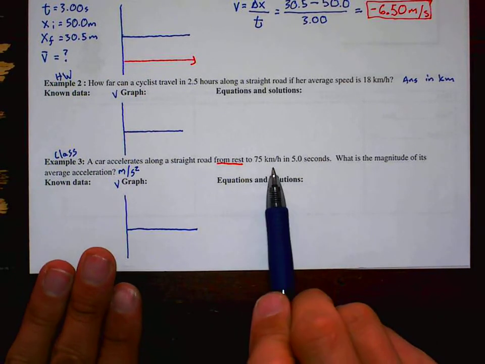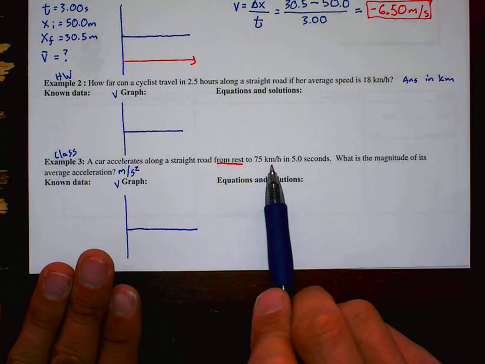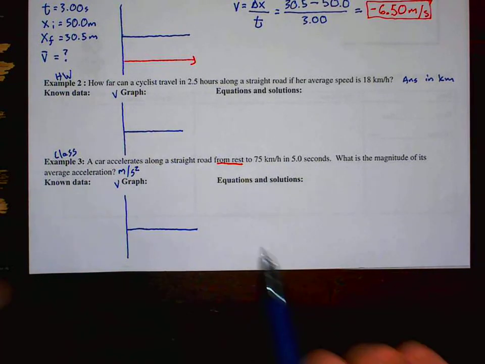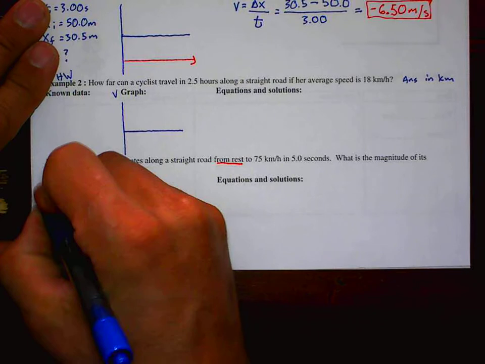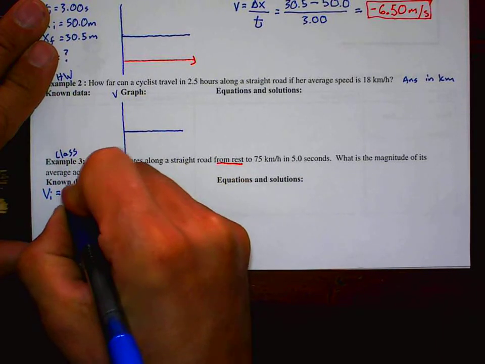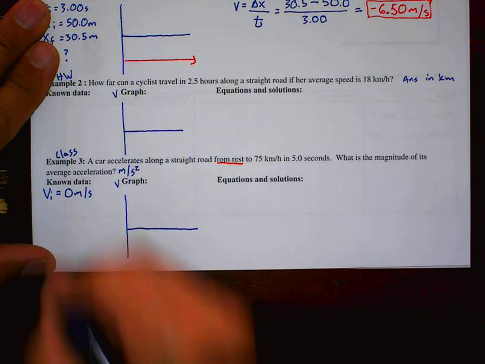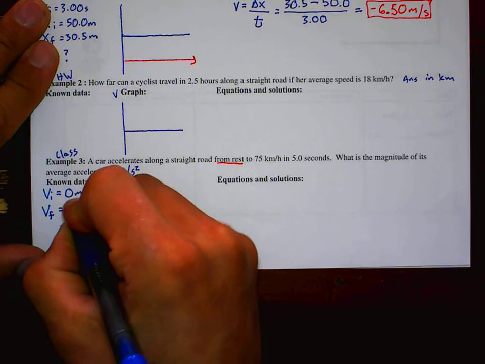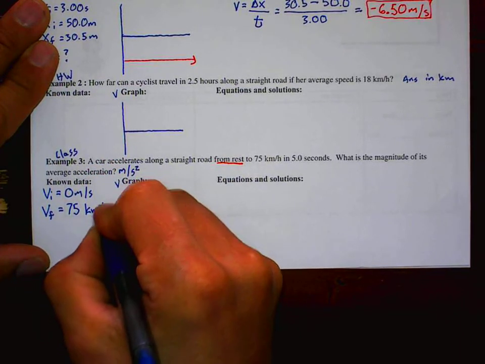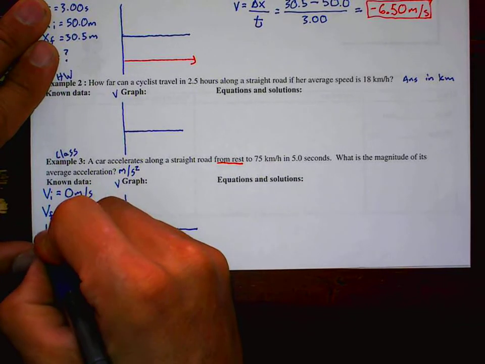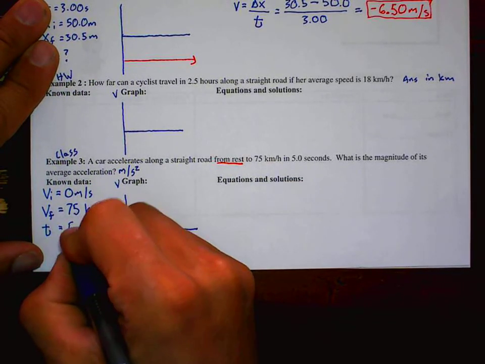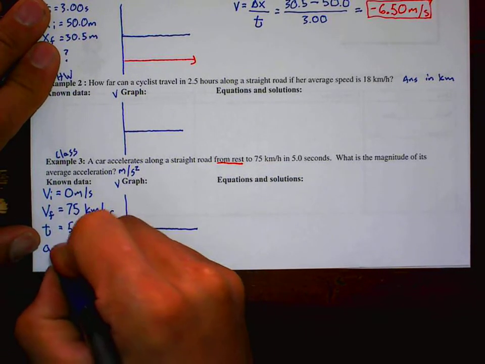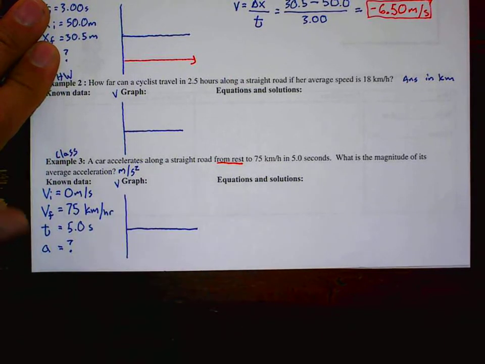So you notice that our speed and time values don't agree, because this is hours, this is seconds. We're going to have to deal with that. Let's list our known data. Okay, so first of all, VI equals 0. V final, kilometers per hour, that's 75. And our time. Acceleration is the value we want to find, so we're going to put question mark.